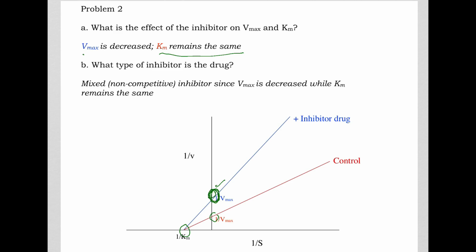So since here we have a Vmax that is decreased and a Km that remains the same, these are the features of a non-competitive or a mixed inhibitor. The subtype is a non-competitive inhibitor, since your Vmax is decreased while your Km remains the same.